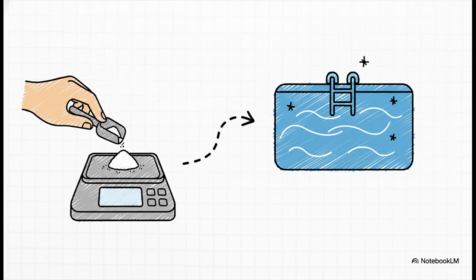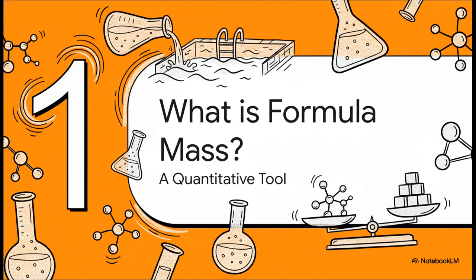If you want to get the calcium level in your pool just right, for instance, you need a very specific amount of a certain compound. And to do that, you have to know exactly what's inside that compound and how much each of those little atomic ingredients weighs. And that brings us to the main tool for the job. To solve our pool problem, or any problem that involves mixing chemicals in the right amounts, we have to understand something called formula mass.